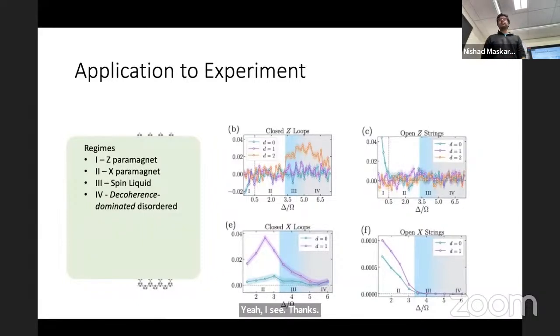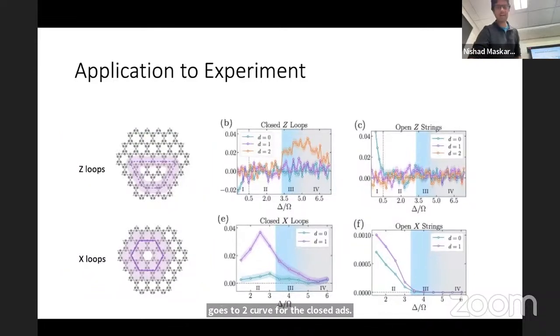What happens to the d equals 2 curve for the closed X and the open X? Good, it's a little funny. If you look at these strings here, when we do d equals 1 correction, they get coarsened by the length scale of the hexagon. So we can't do d equals 2 while keeping it in the annulus. The loop's not big enough. It's different for the Z's because the length scale is the little triangle.